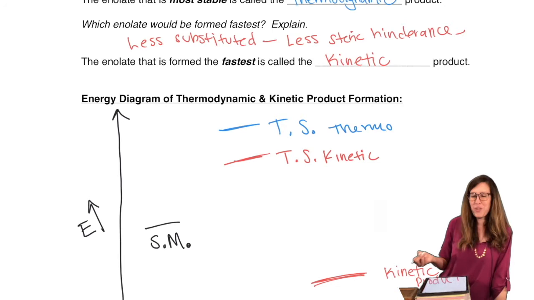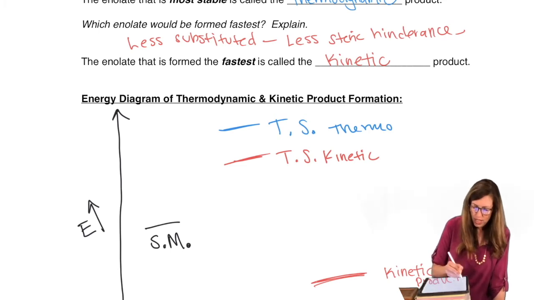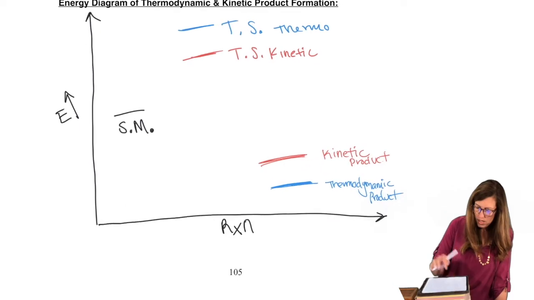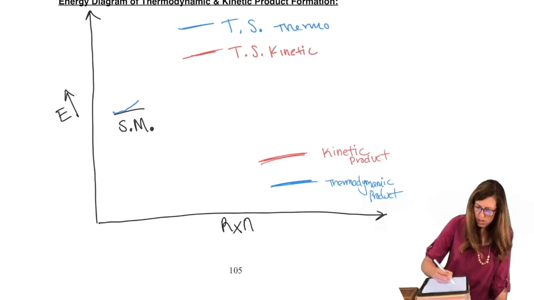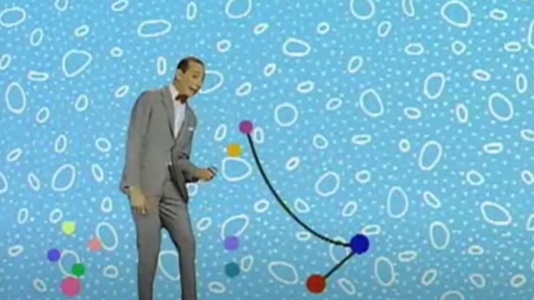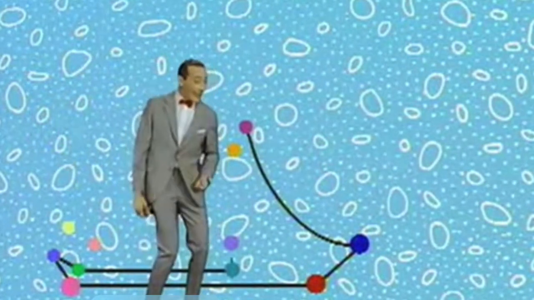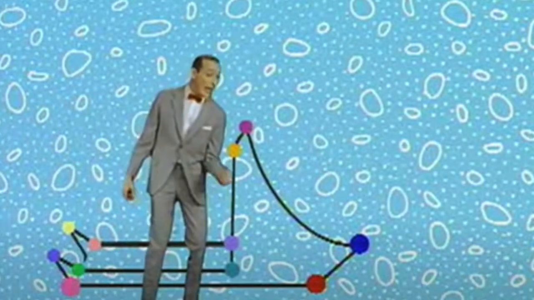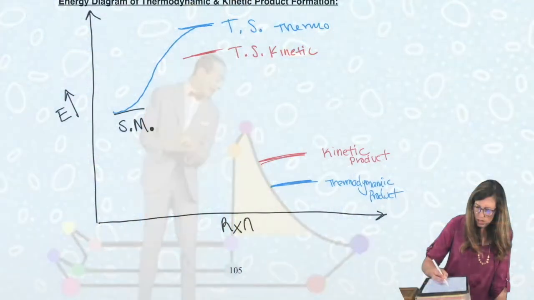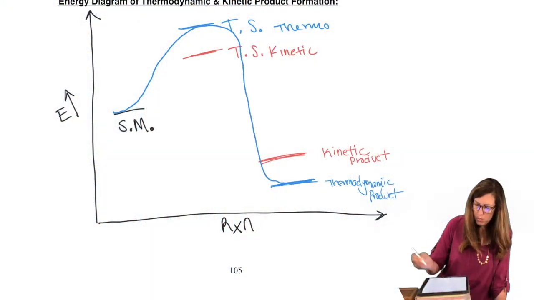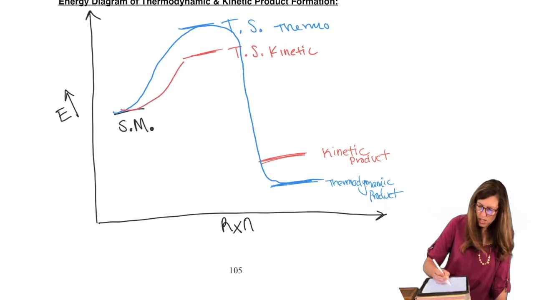All right, so thermo is harder to attack. So it's going to be harder to start and initiate the reaction, easier to finish because you have a lower energy downhill. Let's connect the dots. All right, here we go. Connect the dots. There we go, that's the blue path and the red path.